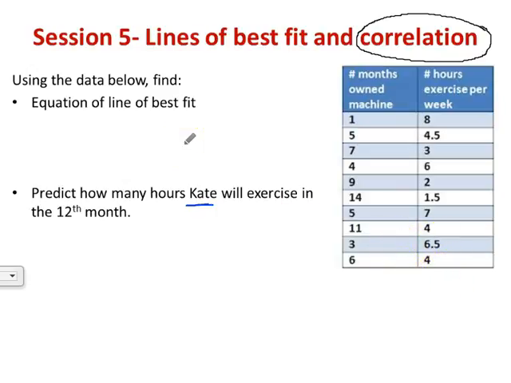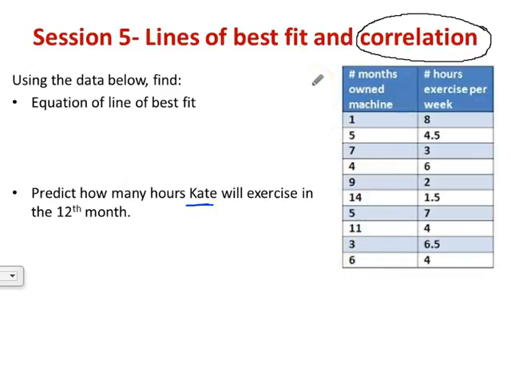So what we want to do from this table is figure out the equation of the line of best fit. And then from our equation of the line of best fit, we can predict how many hours Kate will exercise in the 12th month. Because if we look at the number of months owned on this table, notice that 12 is not on there.